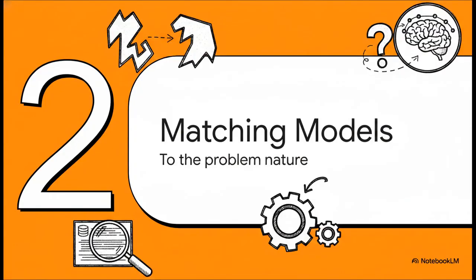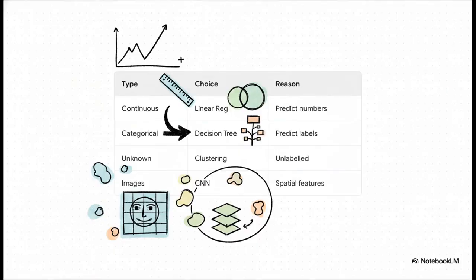Let's move to Section 2, Matching Models to Problems, and see how this builds. Think of this as our job description matrix. It all starts with a really basic question. What kind of outcome are we actually trying to learn? If we're doing continuous prediction, like, say, guessing a numerical price or a test score, we'd pair that with a candidate like linear regression. If we're doing categorical prediction, like a straightforward yes or no label, we might choose a decision tree or k-nearest neighbors.